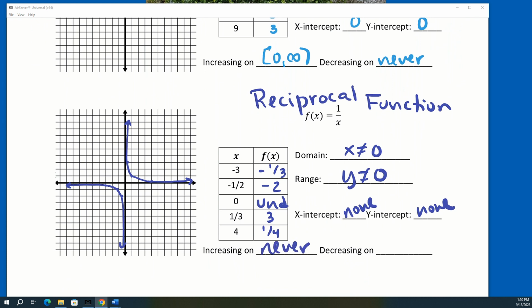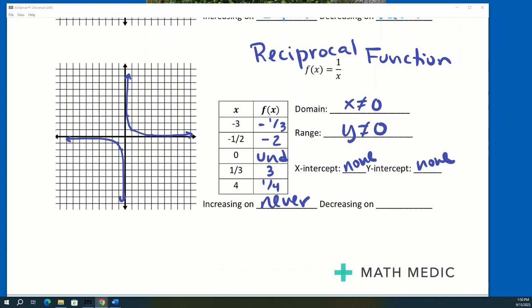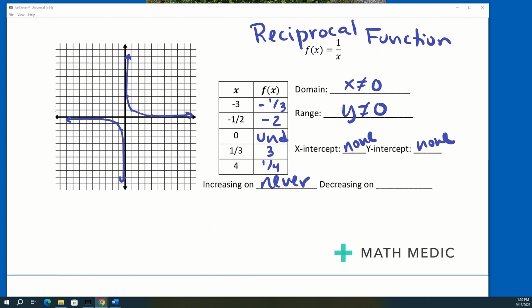All right, and then to show where this graph is decreasing, it's decreasing everywhere except when x is 0. So I'm going to show you a couple ways to write that. If you want to write that using interval notation, you would go from -infinity to 0, but not include 0, so do a parenthesis. And then pick back up on the other side of 0 and go to infinity. Or you can just say it's decreasing everywhere except 0.